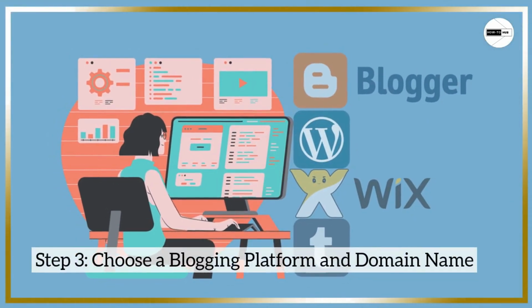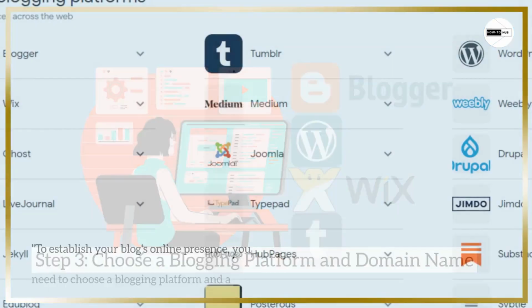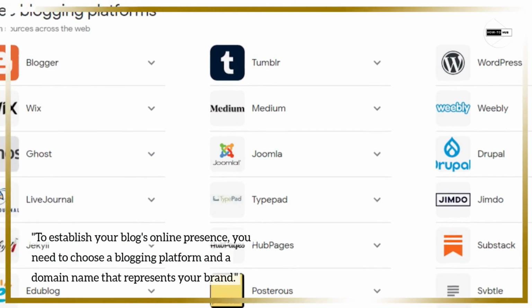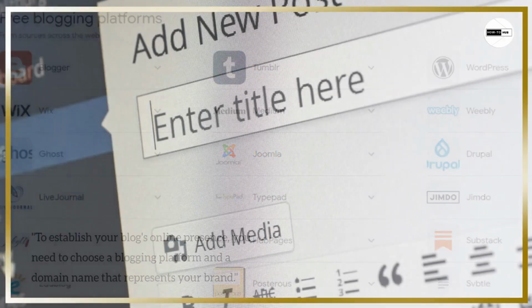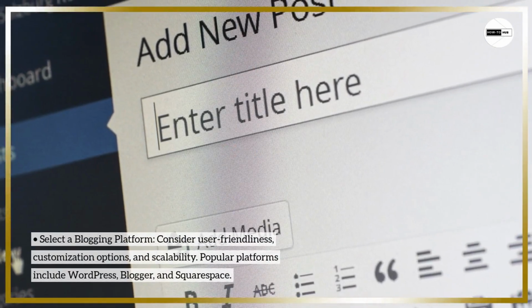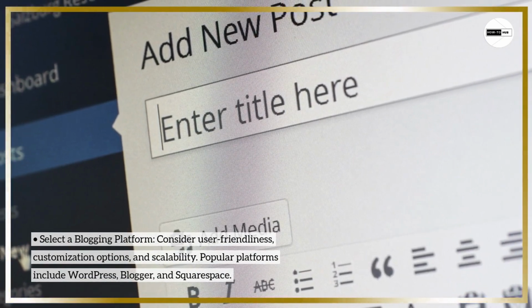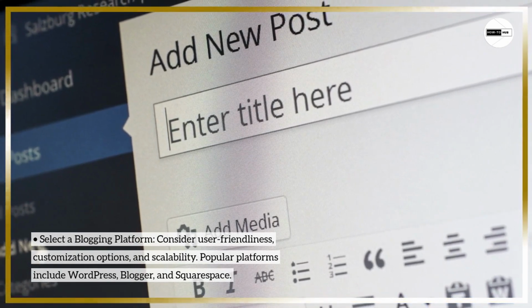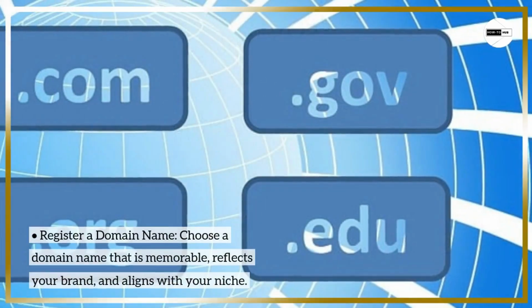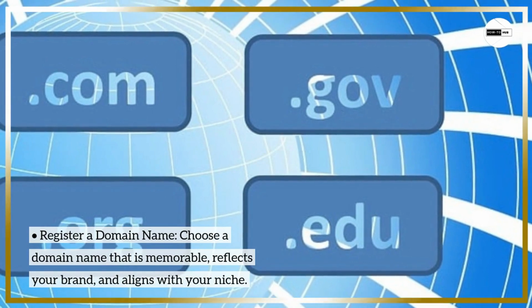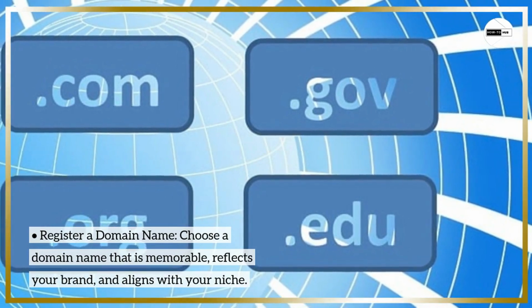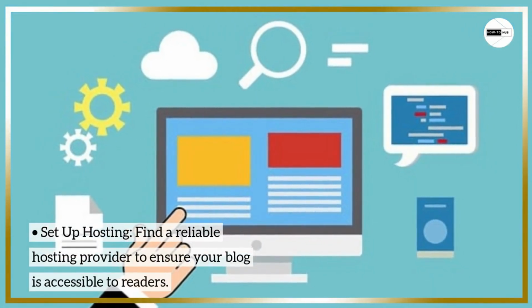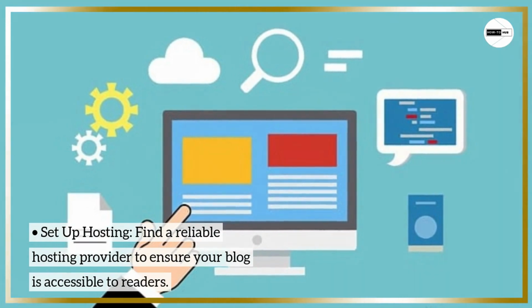Step 3. Choose a blogging platform and domain name. To establish your blog's online presence, you need to choose a blogging platform and a domain name that represents your brand. Select a blogging platform. Consider user-friendliness, customization options, and scalability. Popular platforms include WordPress, Blogger, and Squarespace. Register a domain name. Choose a domain name that is memorable, reflects your brand, and aligns with your niche. Set up hosting. Find a reliable hosting provider to ensure your blog is accessible to readers.